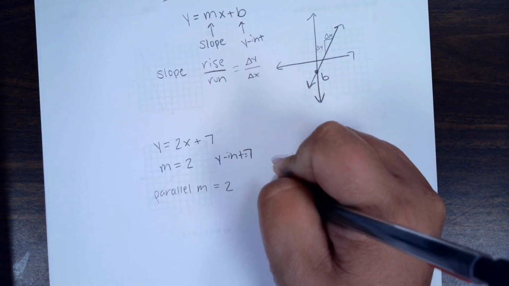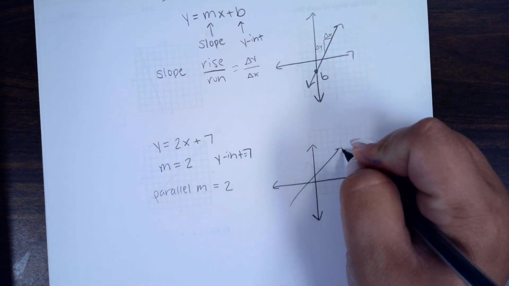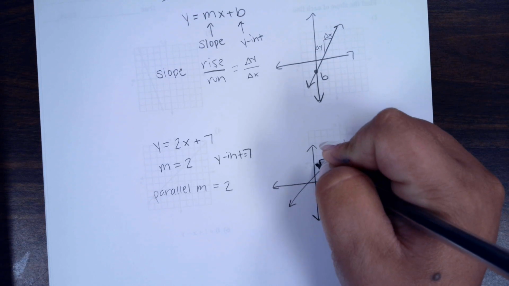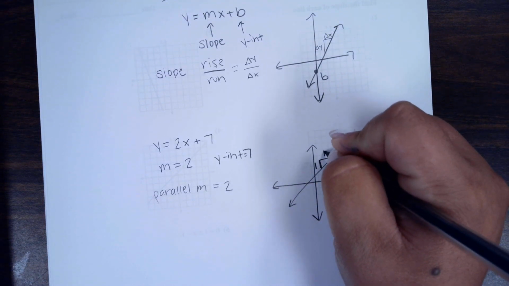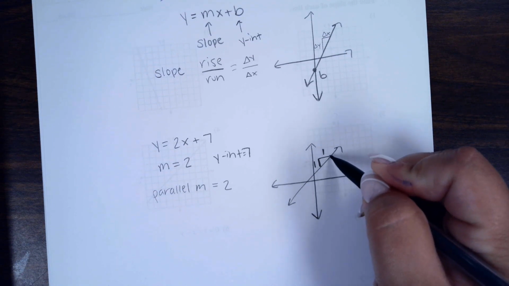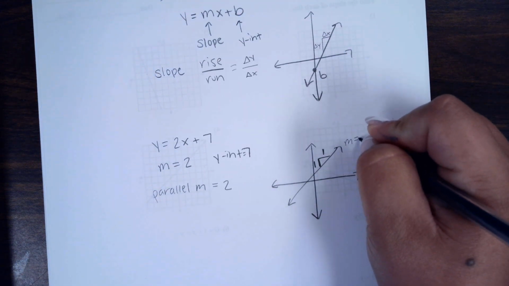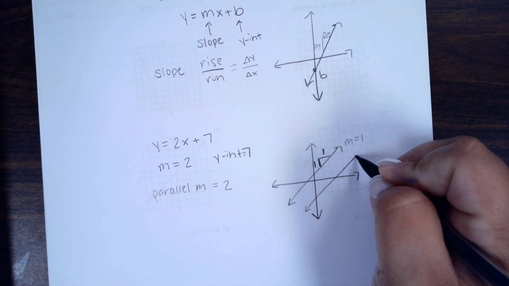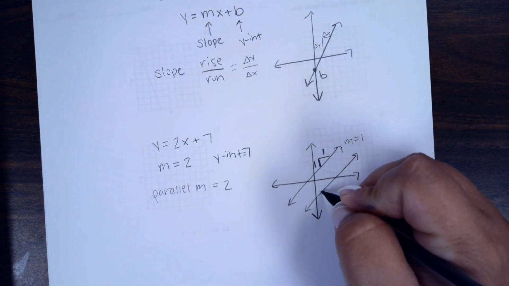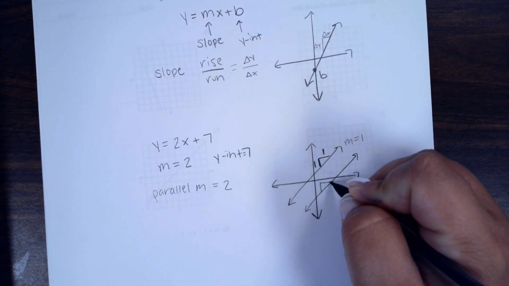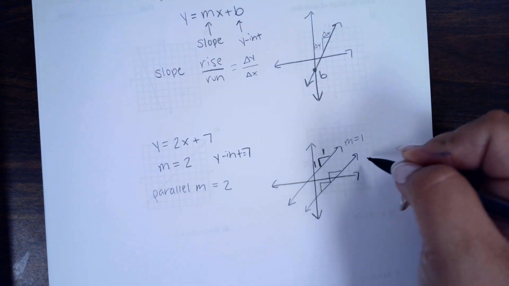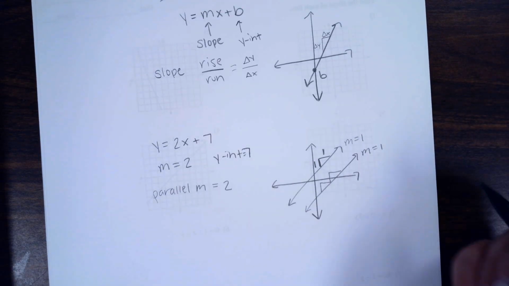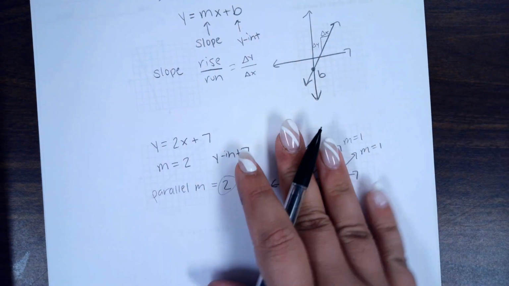Let's see why that's true. Pretend my line looks like this and my slope is 1. Rise 1, run 1. If I want a line that's going to go on forever and ever and never touch my other line, it also needs to rise 1, run 1, forever, so it never touches that other line. So they're parallel. In this case, of course, it's 2 instead of 1, but this is a separate example.